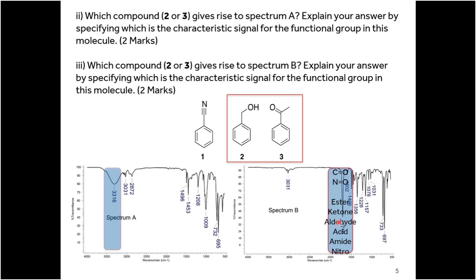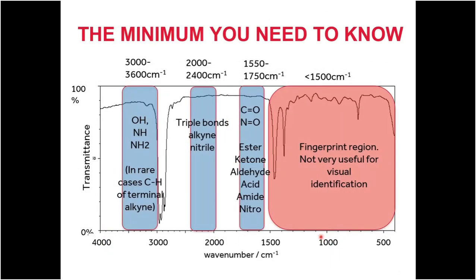So the way that you would answer this question is you can explain which functional group belongs to which spectrum, and you can give the specific absorbance for those functional groups that lets you tell the difference between the two. So again, this is the minimum that you need to know to be able to identify compounds using infrared spectroscopy.